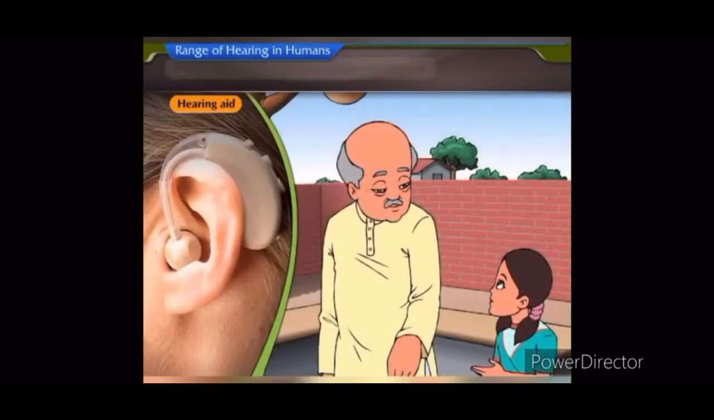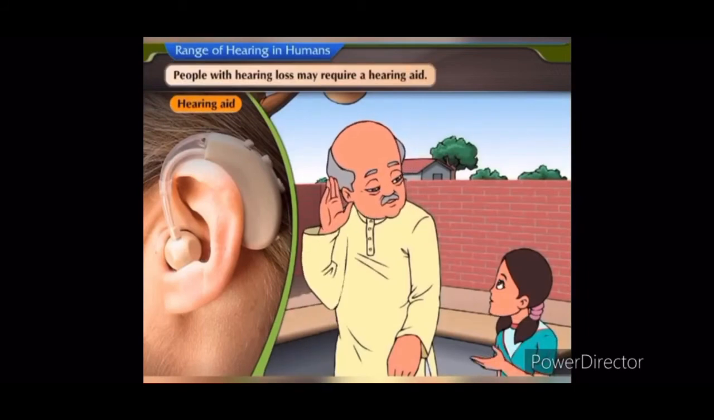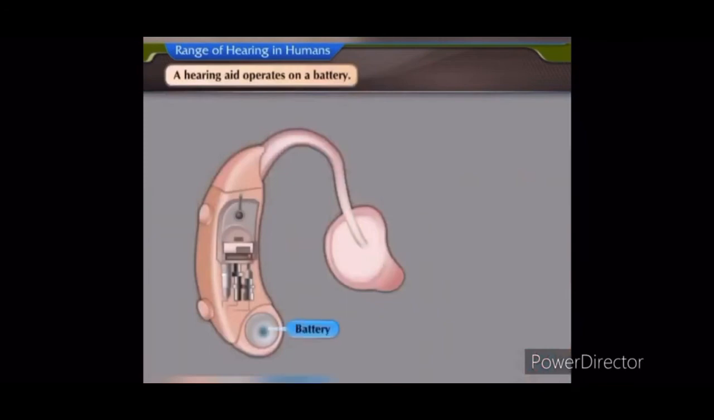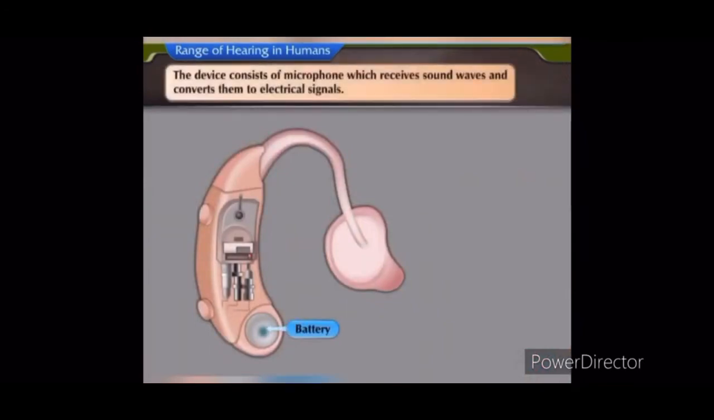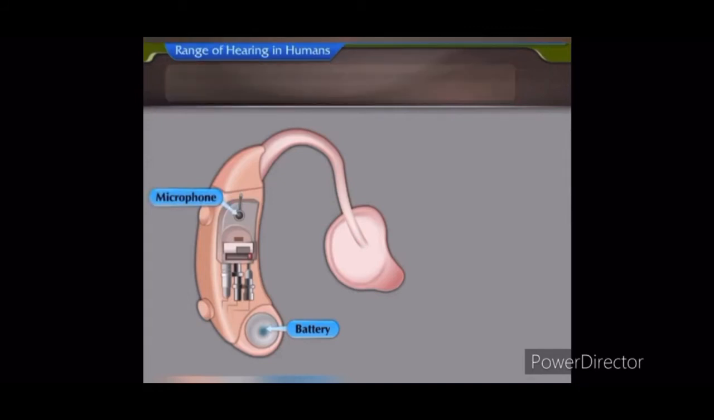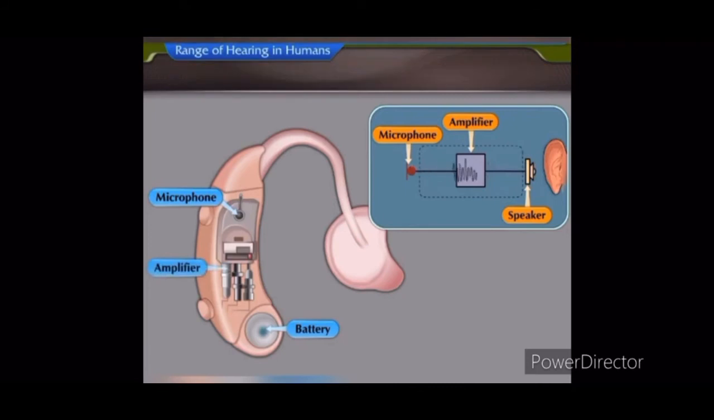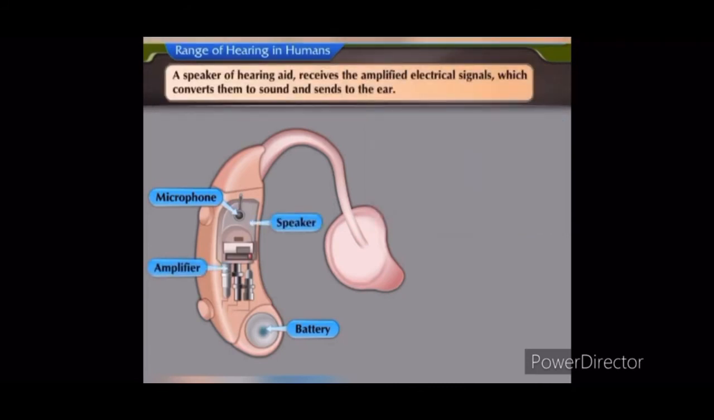Hearing aid. People with hearing loss may require a hearing aid. A hearing aid operates on a battery. The device consists of a microphone which receives sound waves and converts them to electrical signals. These electrical signals are then sent to an amplifier that makes them louder. A speaker of the hearing aid receives these amplified electrical signals, converts them to sound and sends it to the ear.